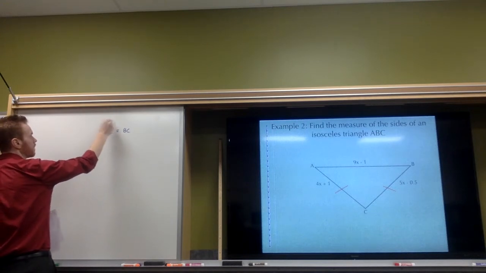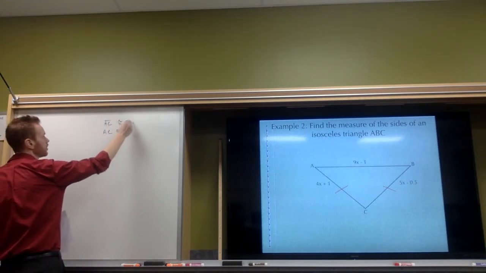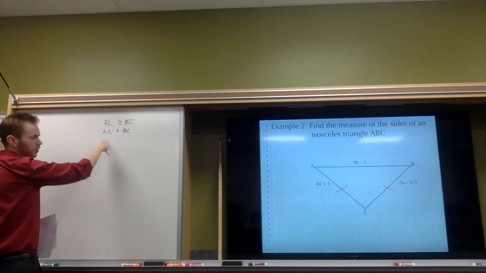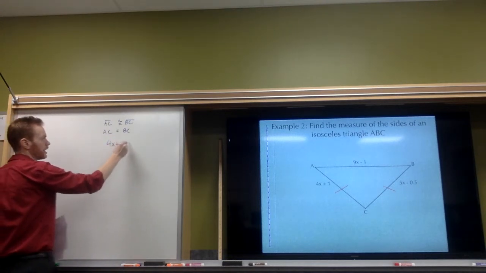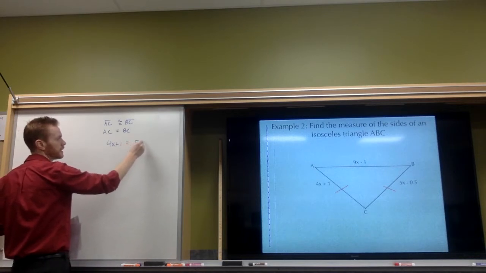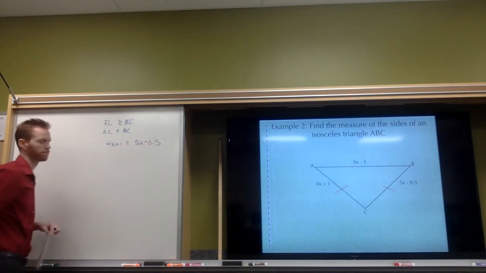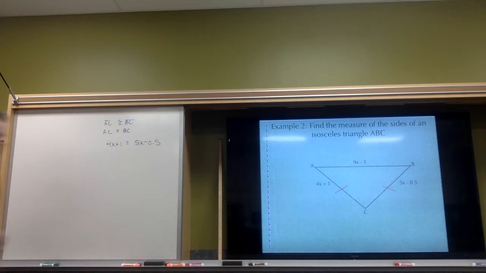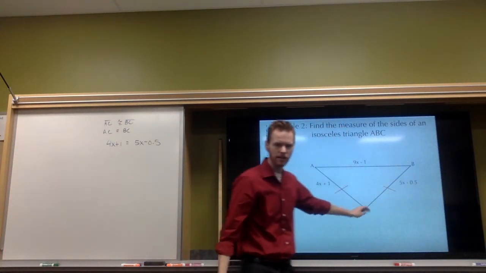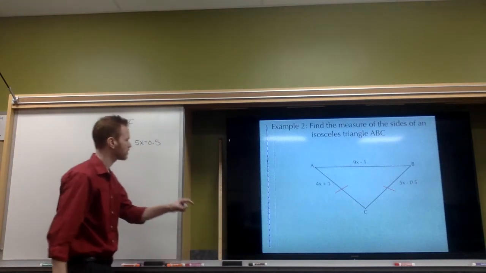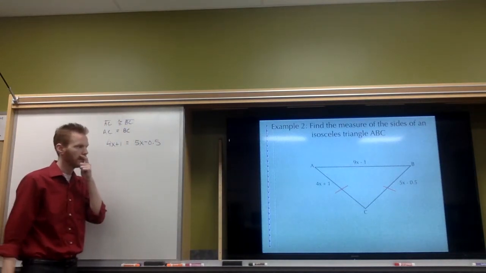So here's what I'll do. Up at the very top, I'll say they're congruent sides. Because they're congruent, they're equal in measurement. So 4x plus 1 equals 5x minus a half, since they are the same. So for instance, if this was like 10, this is 10, right? So if the measurements are the same, the equation is going to be the same.